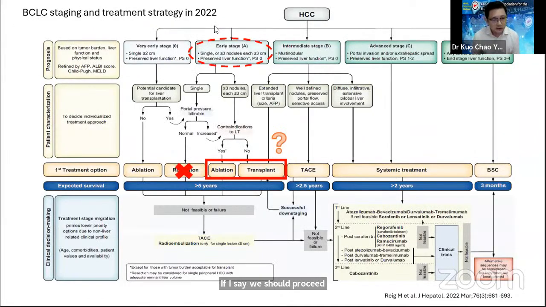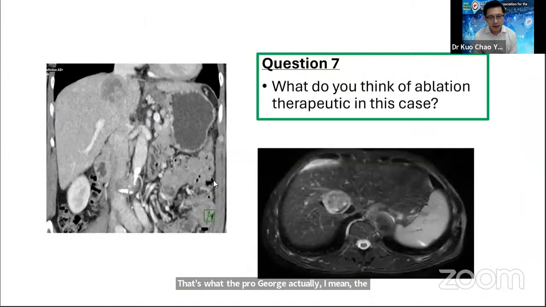So it seems like the resection is out, as Prof. George mentioned, and it comes down to whether it's a transplant and whether we can do an ablation. And if we consider ablation therapy in this case, what would be the challenge? Is there anybody who would like to give a comment?